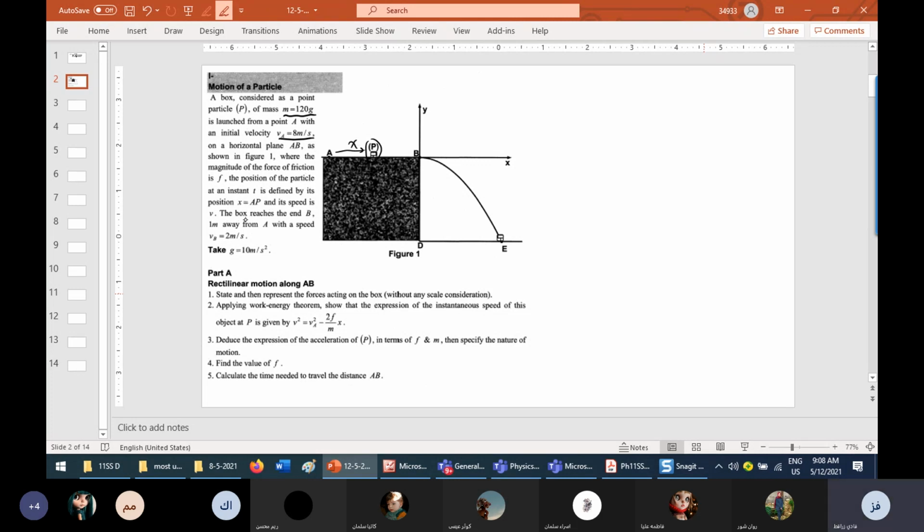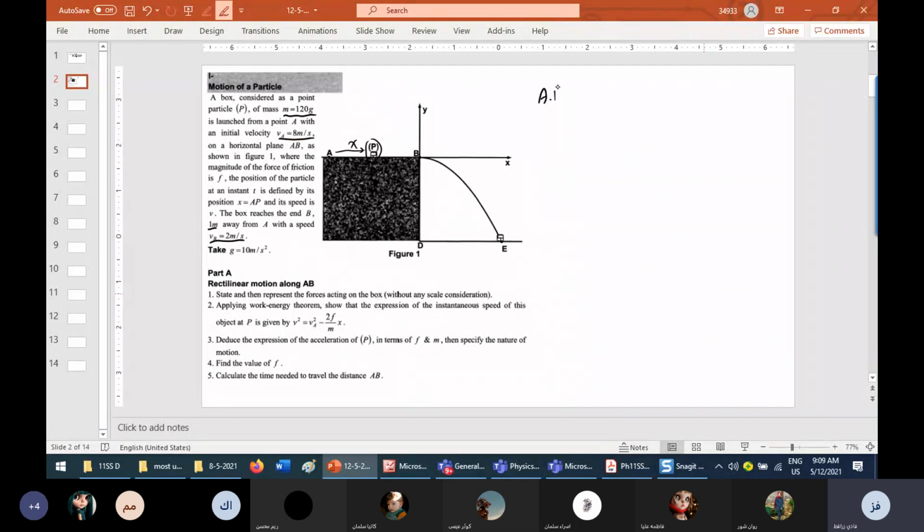And its speed is v. The box reaches the end B, 1 meter away from A, with a speed of VB equal 2 meter per second. Take G equal 10. Part A, rectilinear motion along AB. State and represent the forces acting on the box without a scale.